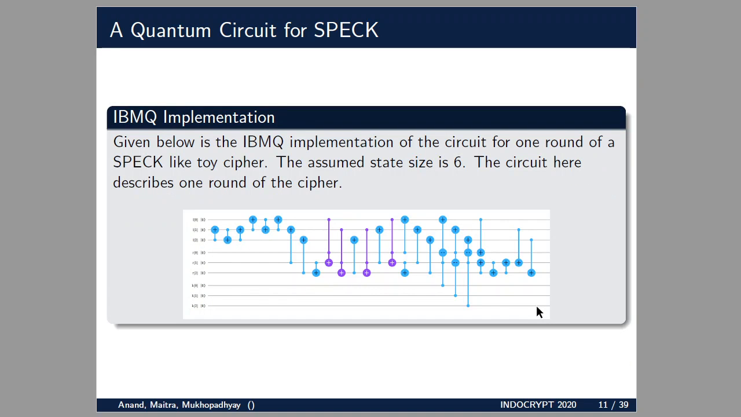The figure below is the IBM Q implementation of the circuit for one round of a SPECK-like toy cipher. The assumed state size is 6. The circuit here describes one round of the cipher. That is, if we measure L and R states, we would get the value of the state after one round.